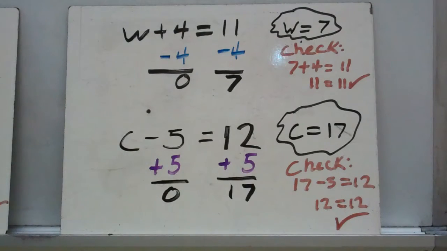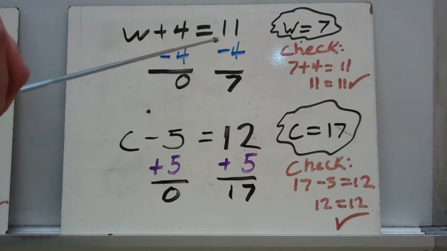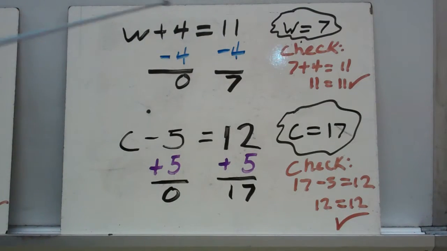What that means is the value on the left here is equal to, or the same as, has the same weight, has the same value as what is on the right. Okay, so it's kind of like a balance. If you do something to one side, you have to do the same thing to the other to maintain that balance.